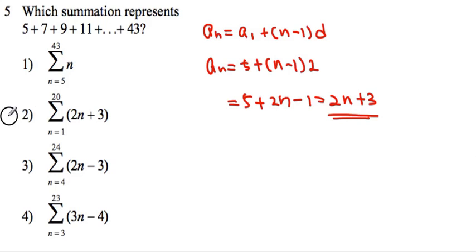Alright, then choice 2 seems to be our answer. Just to check, if you plug in 1, we get 2 plus 3, which becomes 5. That checks out. How about the last term? Oh wait a minute, we have 20? That's right. If you put 20 in place of n, we get 2 times 20, which is 40, plus 3, so 43. So the last number represents the last term, and the first number represents the first term, and it checks out. So the second one is our answer.